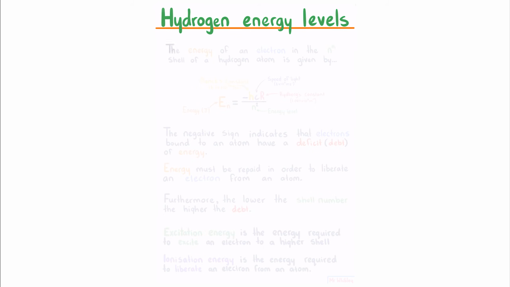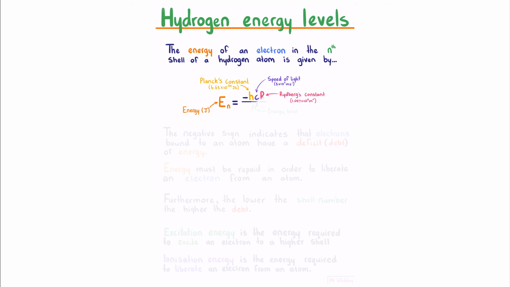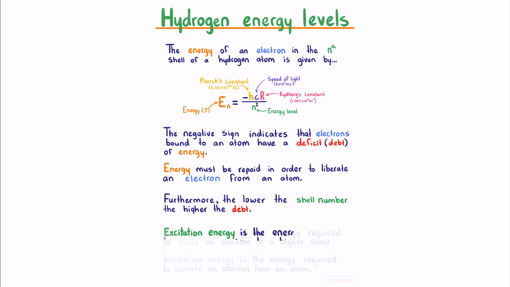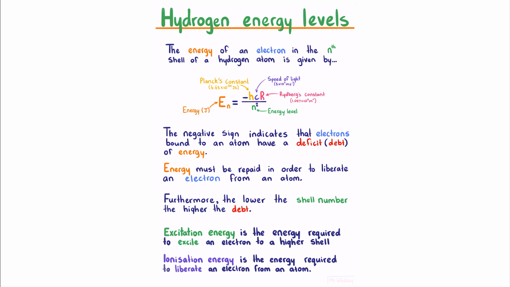Hydrogen energy levels. The energy of an electron in the nth shell of a hydrogen atom is given by En equal to negative Planck's constant multiplied by the speed of light multiplied by Rydberg's constant and divided by the energy level squared. The negative sign indicates that electrons bound to an atom have a deficit or debt of energy. Energy must be repaid in order to liberate an electron from an atom. Furthermore, the lower the shell number, the higher the debt. Excitation energy is the energy required to excite an electron to a higher shell, whereas ionization energy is the energy required to liberate an electron from an atom entirely.